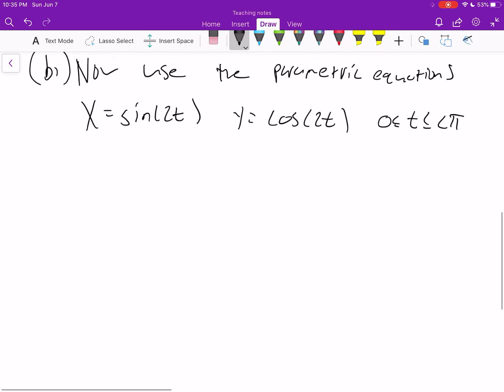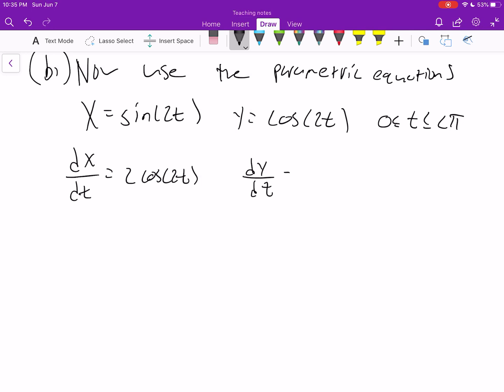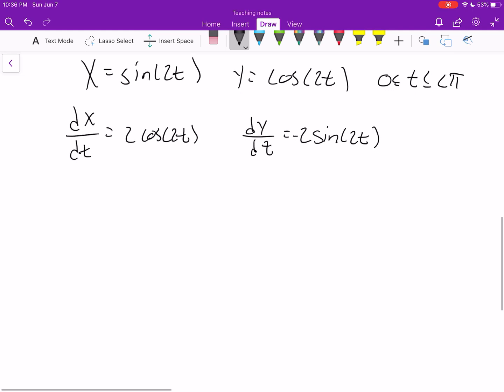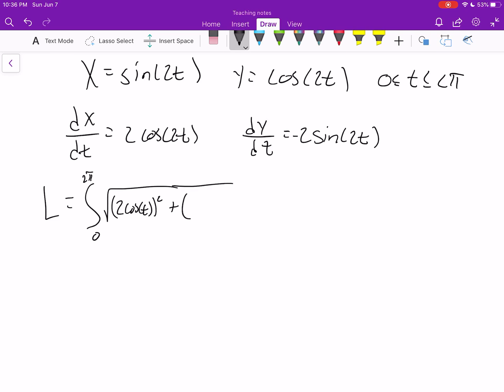Now we're going to see that if I try to find the length here, let's find dx/dt, which is 2 cosine 2t, dy/dt, which is negative 2 sine 2t. Don't forget to use the chain rule, that's where the 2's are coming from. I'm going to have then that the length is the integral from 0 to 2 pi, square root of (dx/dt) squared. So I'm going to have 2 cosine 2t squared, plus (dy/dt) squared. So I'm going to have negative 2 sine of 2t squared dt.